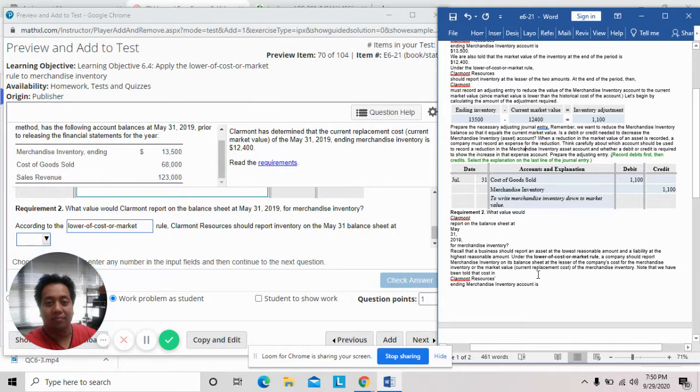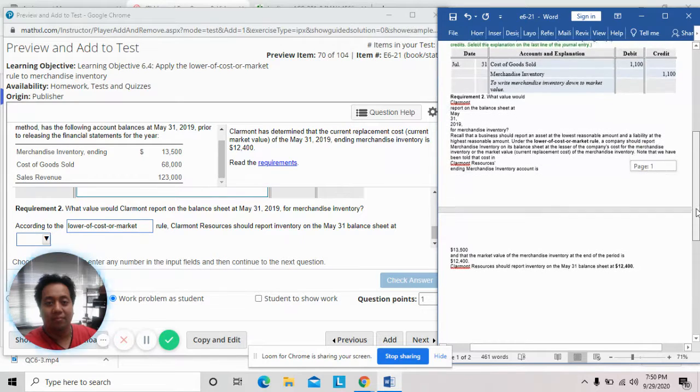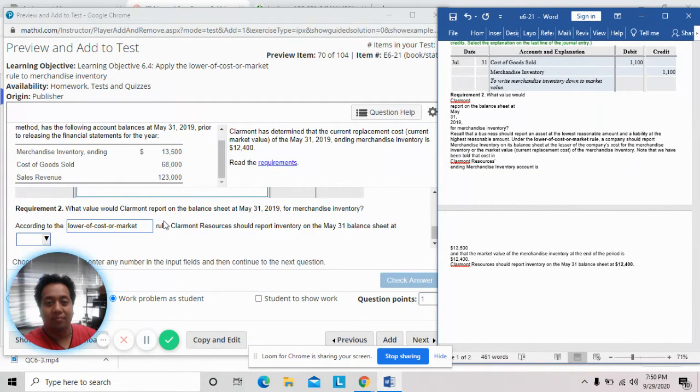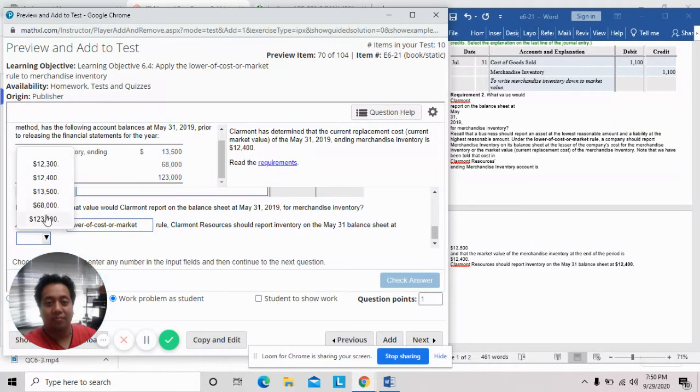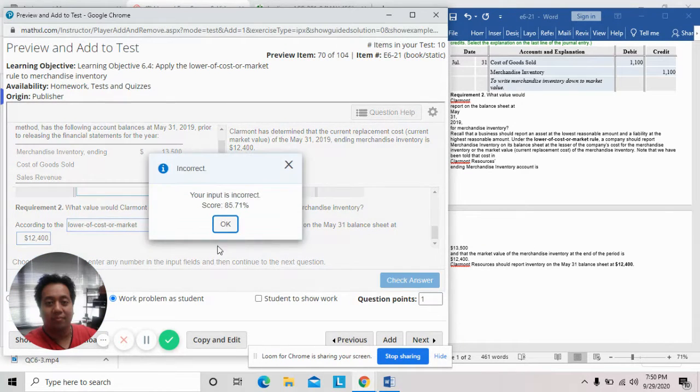Using this rule, a company should report merchandise inventory on its balance sheet at the lesser of the company's cost for the merchandise inventory or the market value. Keep in mind, as I mentioned, Claremont has determined that the current replacement cost, the market value of the ending merchandise inventory, is 12,400. Therefore, we'll be reporting on the balance sheet the amount of 12,400.